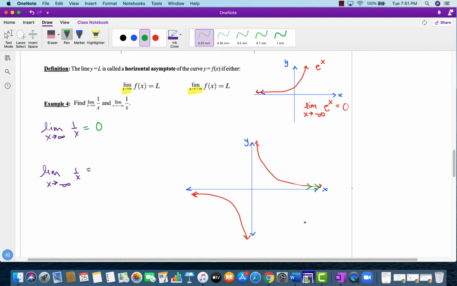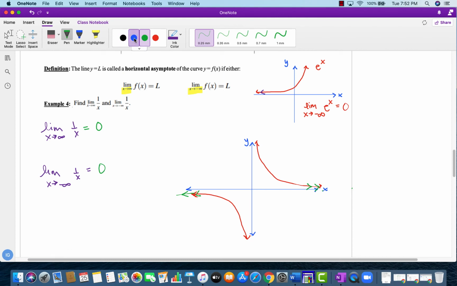Okay, and that's your limit. Now, for the same function, but now as x approaches negative infinity, so now you're going to the opposite side, this way, you're still getting closer and closer to the x-axis, which it will be 0 again, okay?